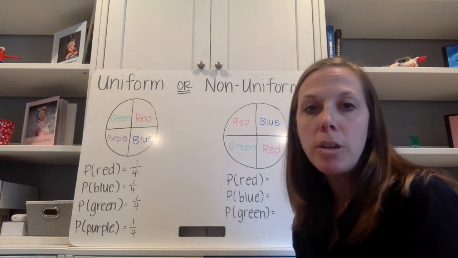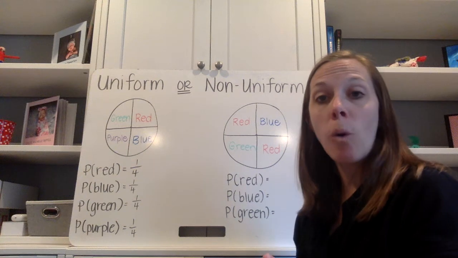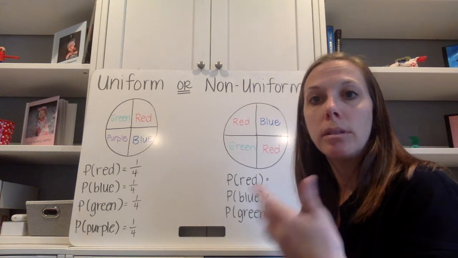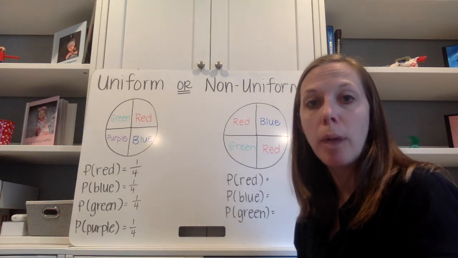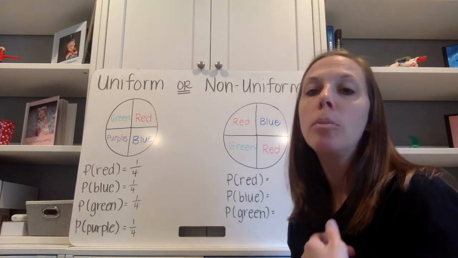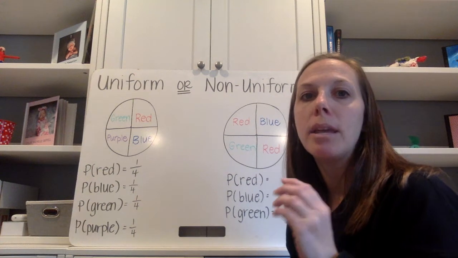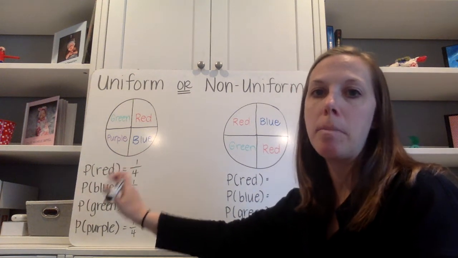Other things that you're going to see frequently that are uniform probability models are flipping a coin. Heads and tails each have a 1/2 theoretical probability. A normal six-sided dice or number cube with the numbers 1 through 6, they all have an equal probability. It is a uniform probability model.